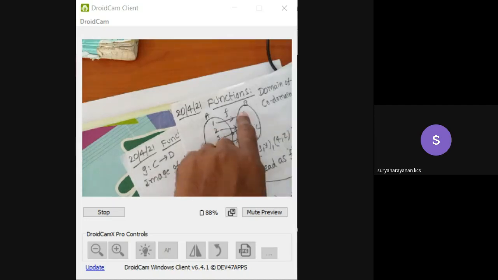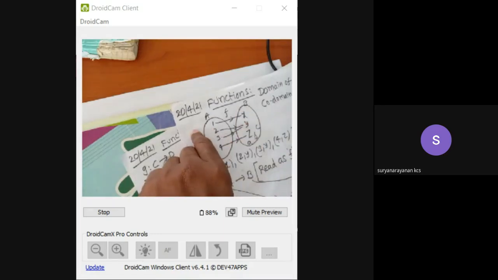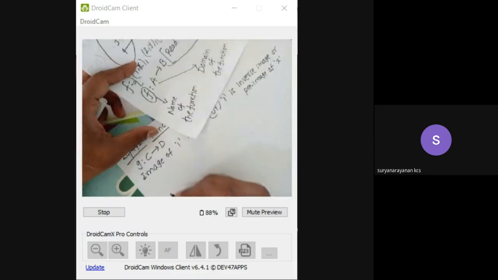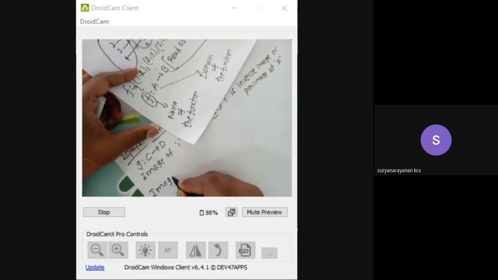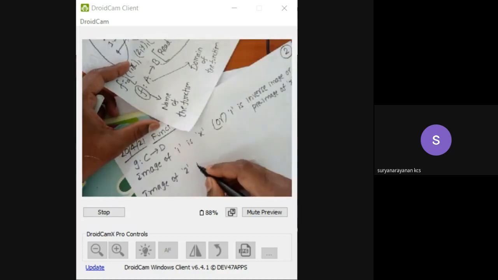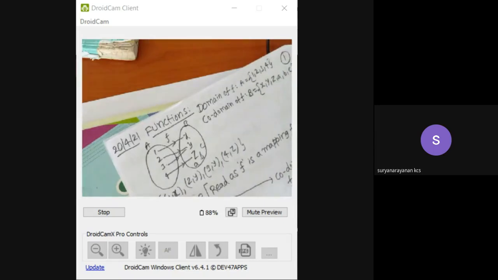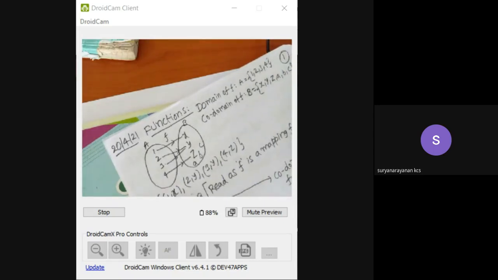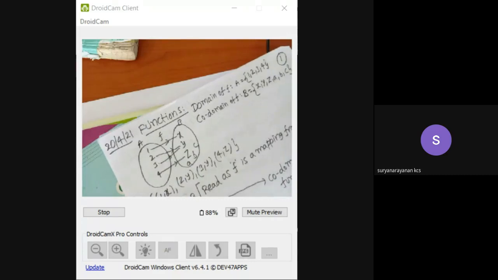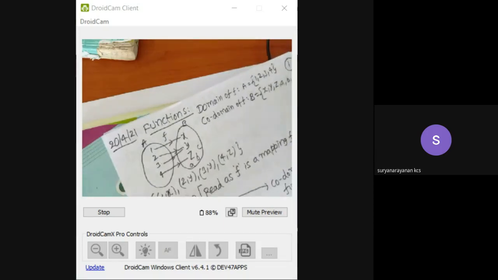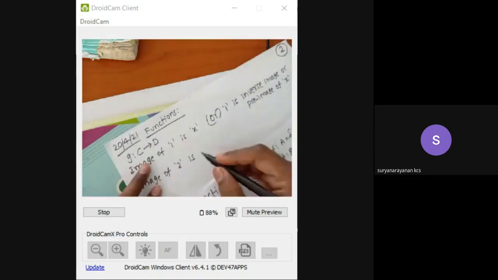Image means the elements in the second set which are associated with the elements in the first set. Okay. Now tell me, image of 2. What is the image of 2? Ayush, see, what is the image of 2 here in this function? Y, sir. Very good. Image of 2 is y.